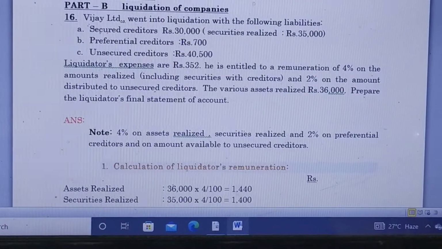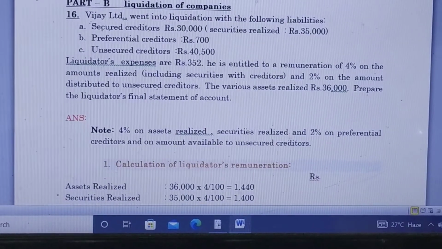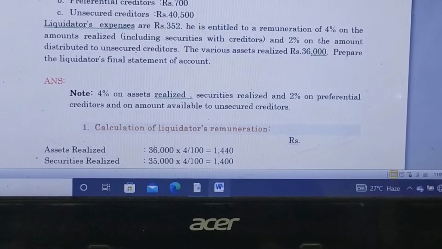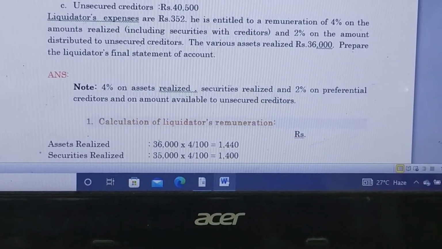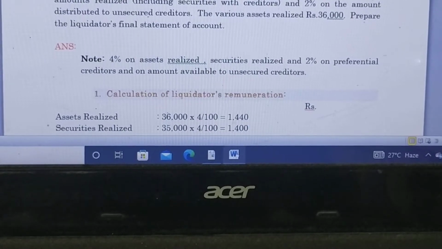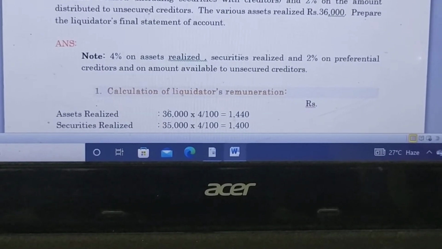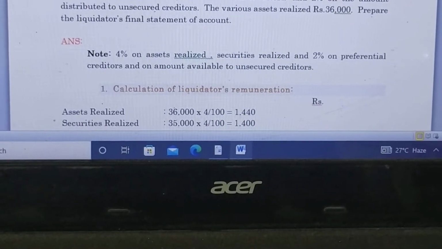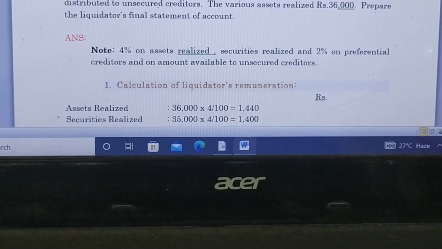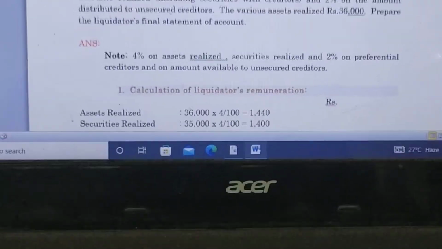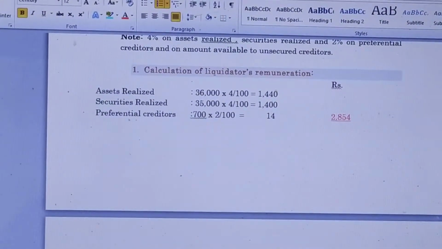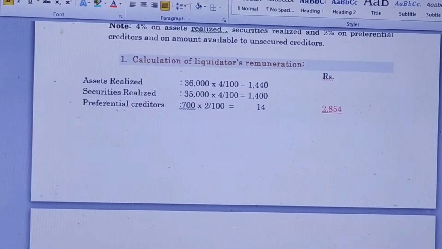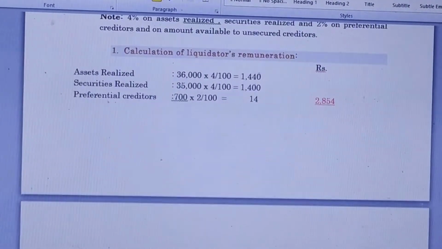Based on the information, we have to find out the liquidator's remuneration as well as the liquidator's final statement. First, look at the note: 4% on the assets realized and securities realized, and 2% on preferential creditors and on the amount available to unsecured creditors. First, we have to find the calculation of liquidator's remuneration on assets realized. 36,000 multiplied by 4 divided by 100, we get 1,440. Securities realized 35,000 multiplied by 4 divided by 100, we get 1,400. And preferential creditors 700 multiplied by 2 divided by 100, we get 14. The total amount is 2,854.